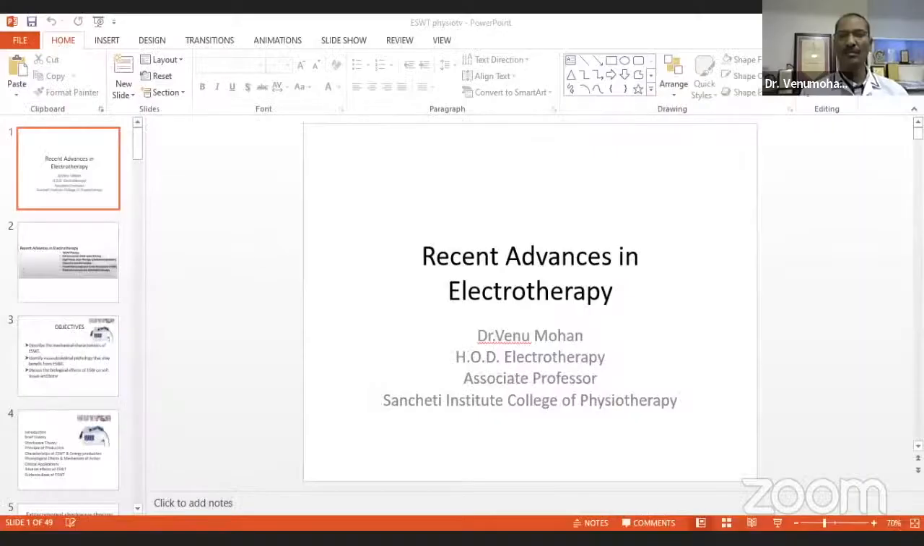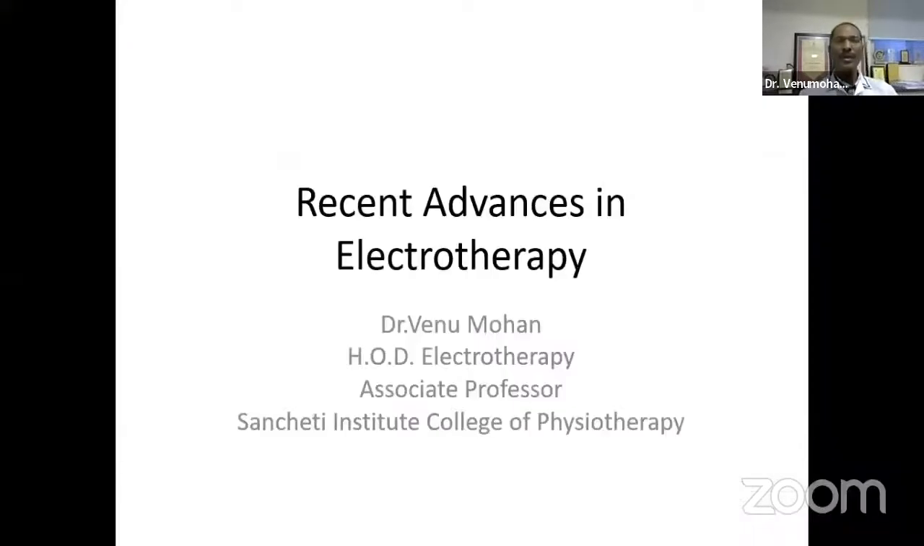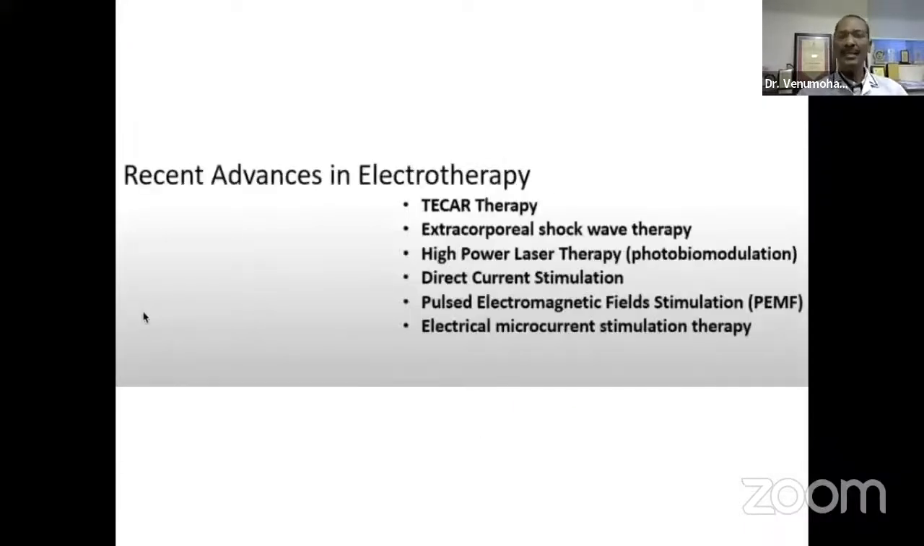In the last session, we discussed recent advances in electrotherapy. So today we are continuing the session with the next advance, extracorporeal shockwave therapy. So this is our second session of recent advances in electrotherapy. Today we are going to discuss extracorporeal shockwave therapy.